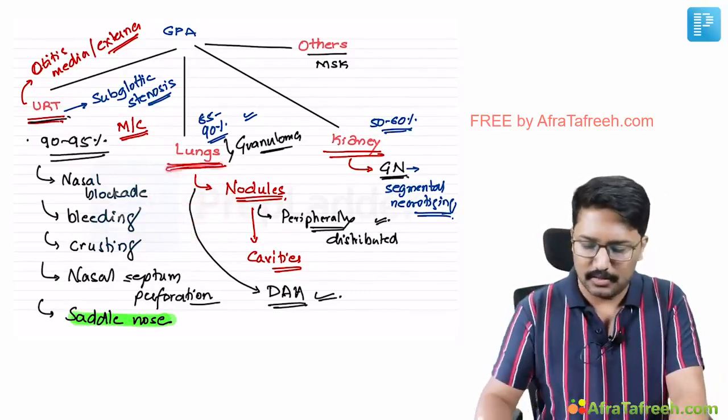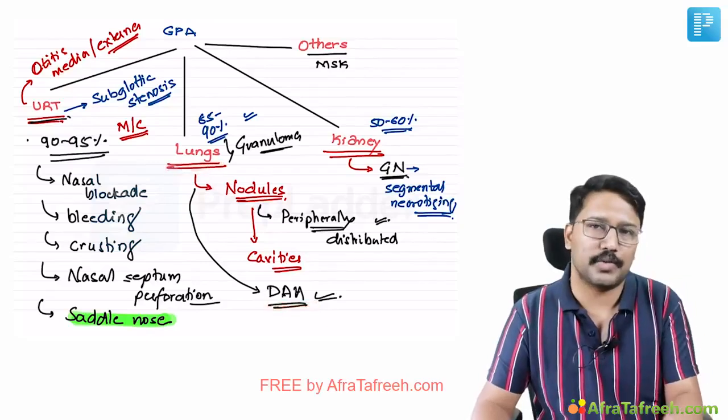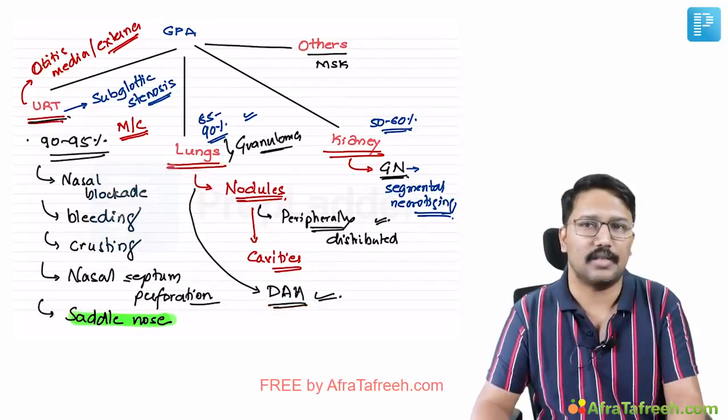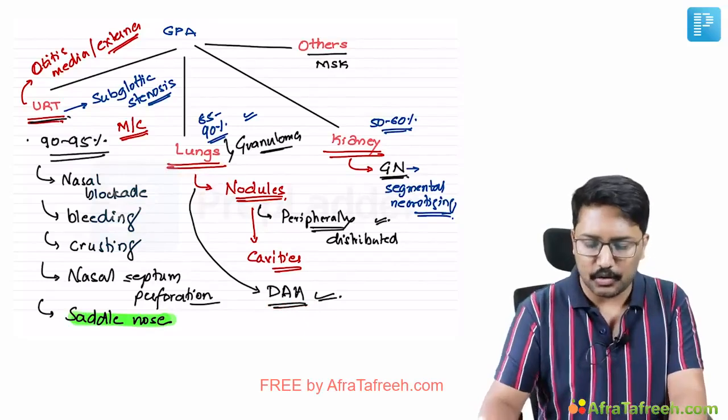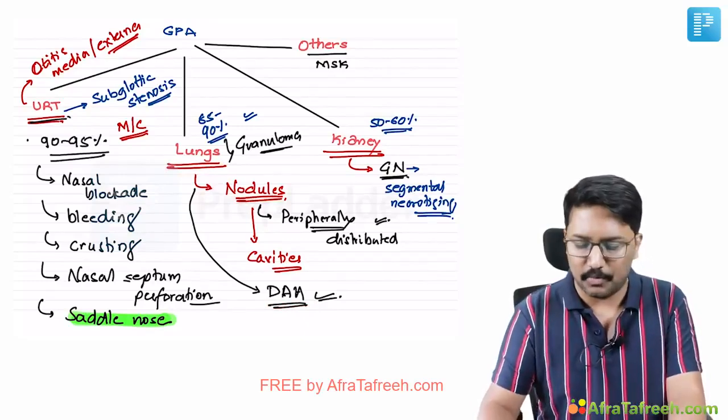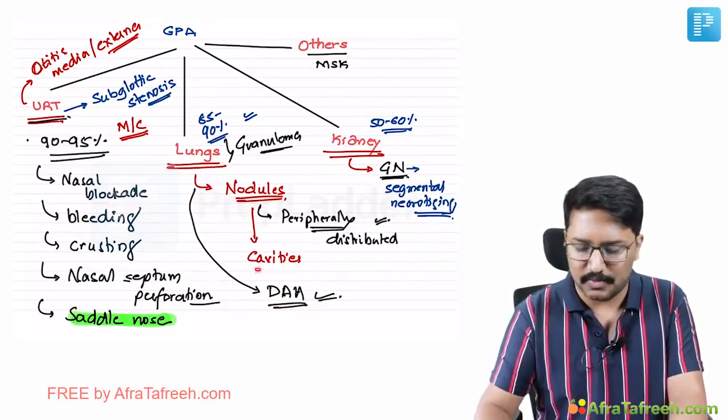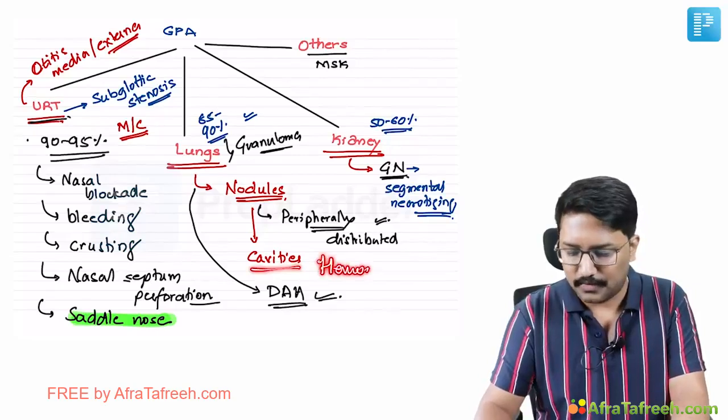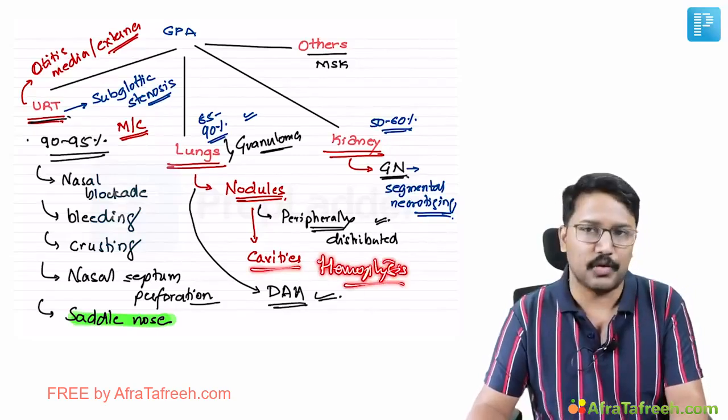Now, the lung involvement, if it is diffuse alveolar hemorrhage, patients often present with respiratory failure, respiratory distress, and hemoptysis. And if it is nodular, they may be asymptomatic, and if they form cavities, these patients might even present with hemoptysis and cough, right? Cough and hemoptysis is a usual presentation.